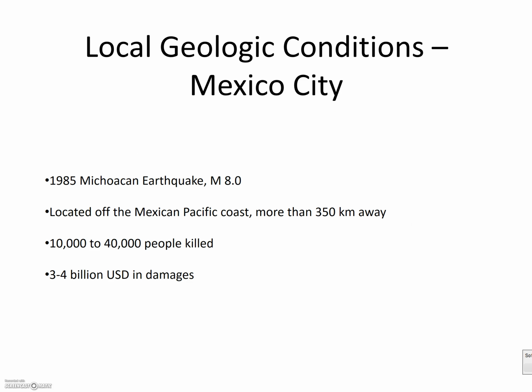A tragic example of material amplification is the 1985 Michoacan earthquake, moment magnitude 8. The epicenter was located off the Mexican Pacific coast, more than 350 kilometers away from Mexico City. However, the unconsolidated sediment amplified shaking and many buildings collapsed. 10,000 to 40,000 people were killed. About 3 to 4 billion US dollars in damages.